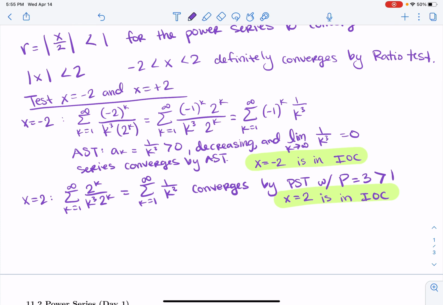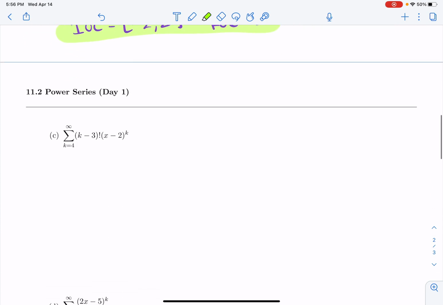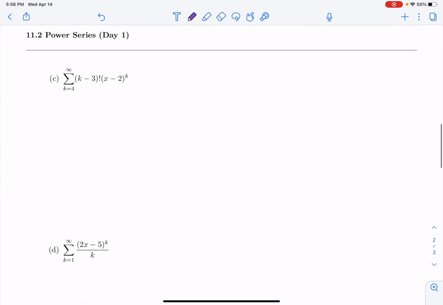Okay, so let's see. That means what we've determined is that the interval of convergence is minus 2 to 2. The radius of convergence is the distance from the center to the end point. The center is at 0, so the radius of convergence equals 2. And that's how we calculate that. Okay, let's do another one.